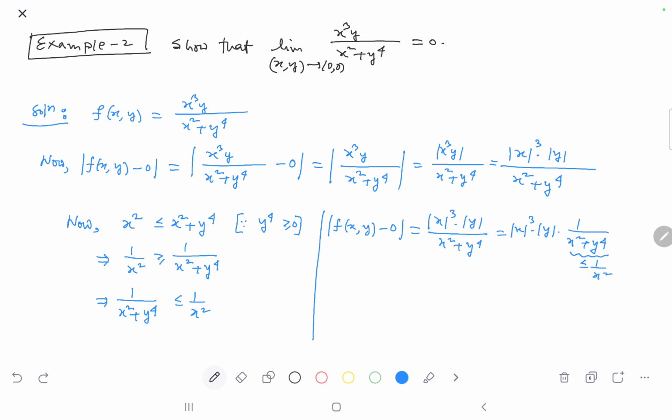1 by x². So therefore the total expression is less than or equal to this times 1 by x². And this is basically the absolute value of x² times the absolute value of y. x² we can write as the absolute value of x squared. So what we are getting is |x||y|. And this, we know, is less than or equal to the square root of x² plus y². And this is less than or equal to x² plus y².